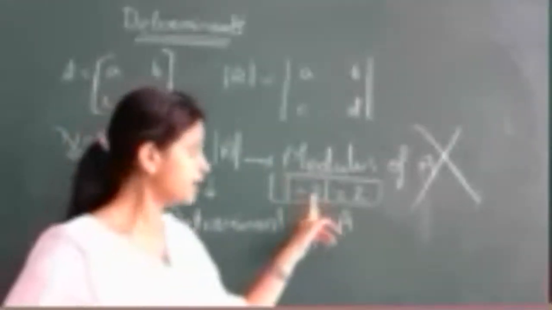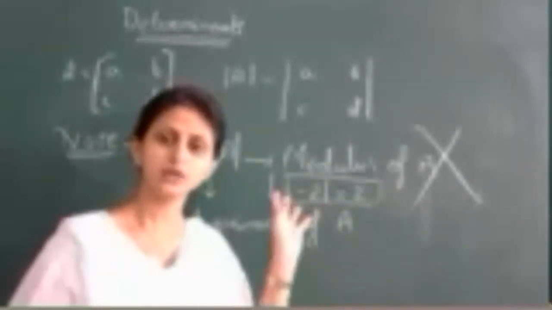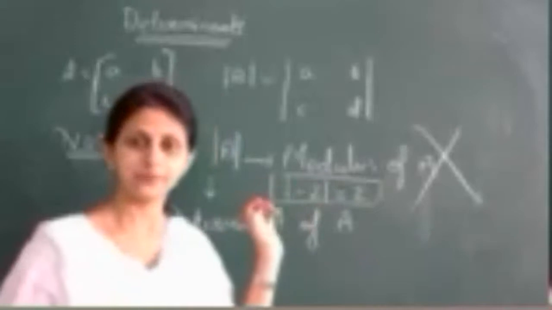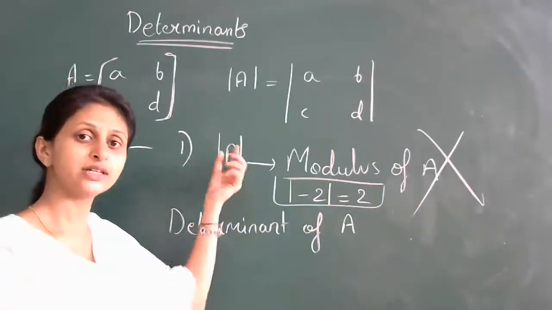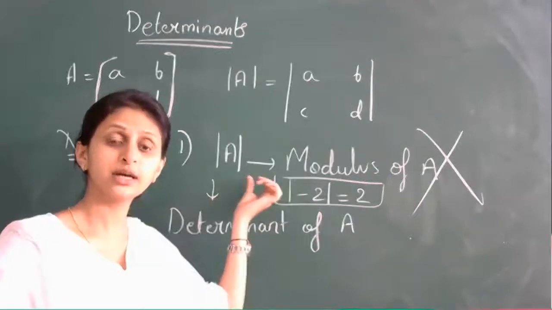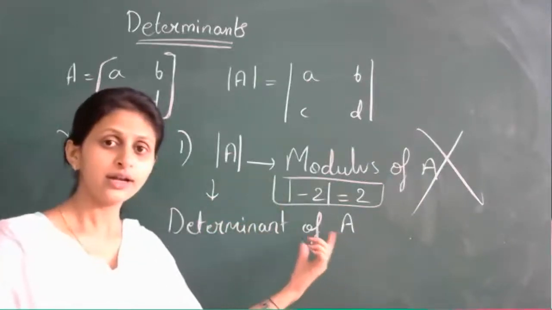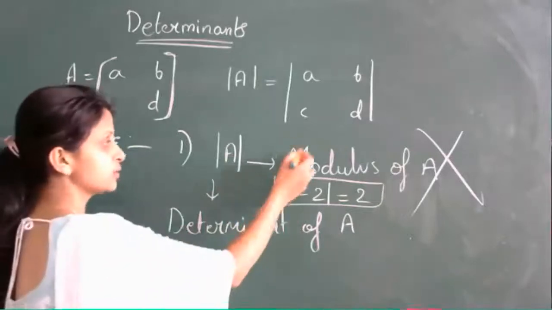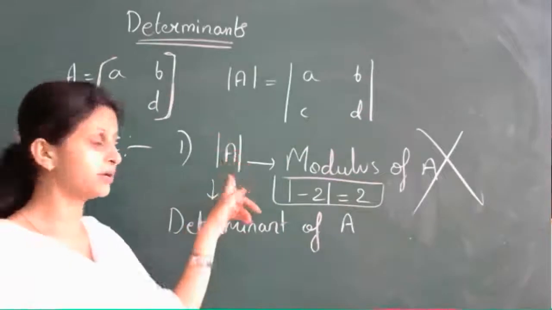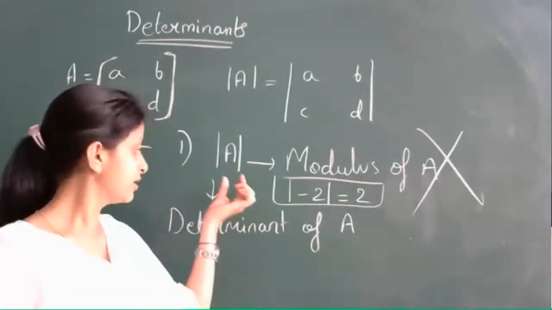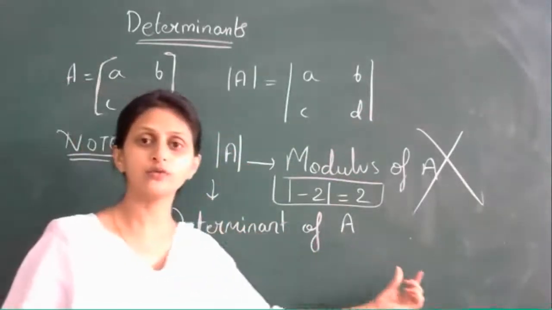So modulus of a number will make the number positive if it is negative, and if it is positive, then it remains the same. But here, this set is written between two straight lines. It means determinant of the set. Right? Please do not confuse it with modulus. Modulus is different. Modulus is for numbers. This, with two straight lines around the set, is called the determinant of the matrix A.